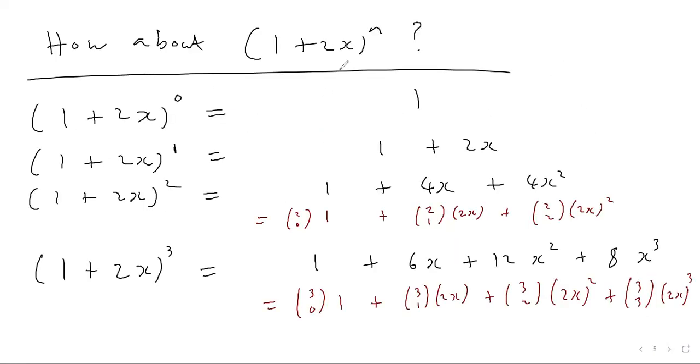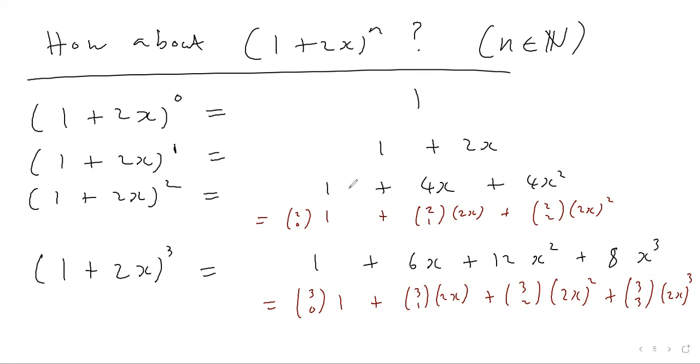Now, how about something different? How about something where we've got a coefficient next to the x within the brackets? So how about 1 plus 2x to the power of n, where again n is a natural number, a non-negative whole number. Well, 1 plus 2x to the power of 0 is going to be 1, unless x were to be negative a half, but let's assume it's not. Then 1 plus 2x to the power of 1 is 1 plus 2x. And then the next one, 1 plus 2x all squared.